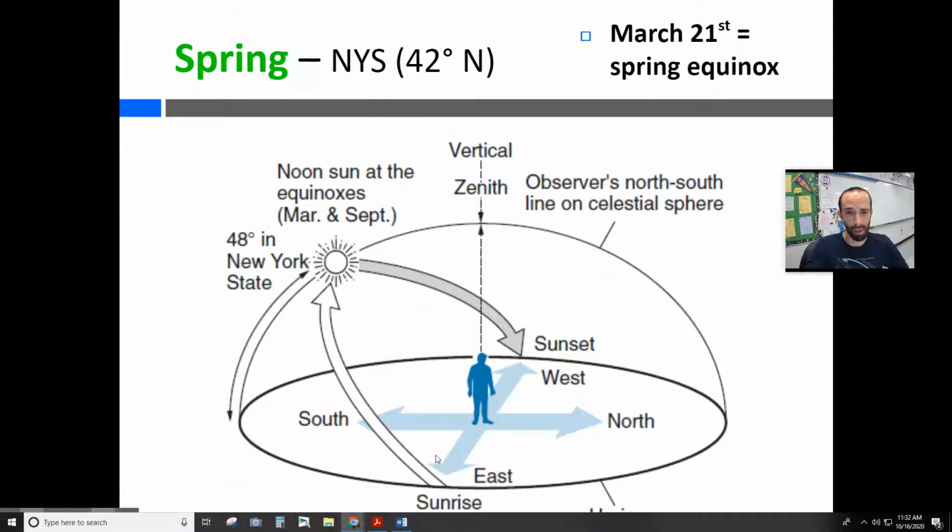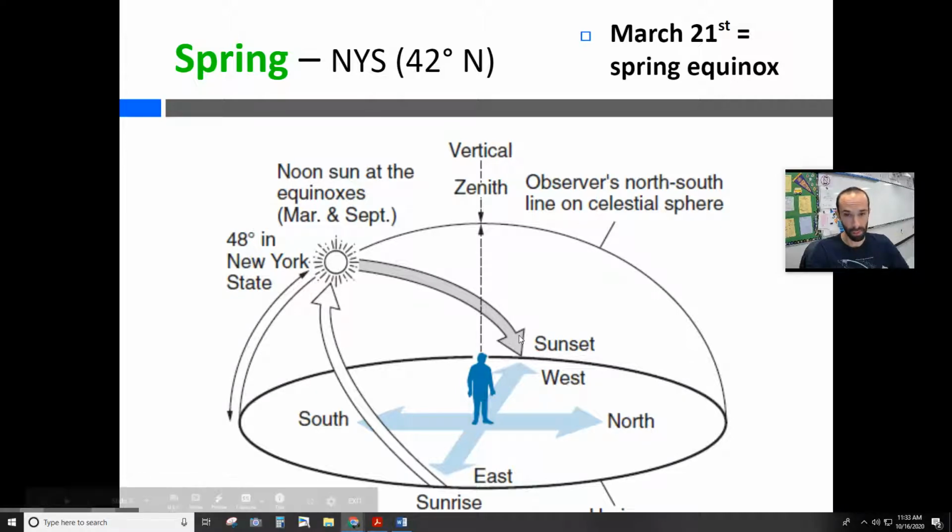what season it is. Notice the sun rises in the perfect east, due east, gets up to an angle or an altitude of 48 approximately in New York, and then sets directly in the west. Zenith is above him, north is up here, south is up here. Notice how the sun goes into the southern sky. So this is the vernal equinox.